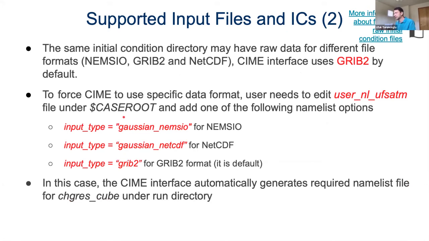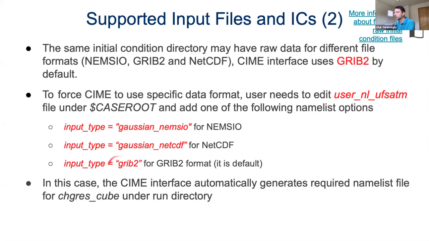So this is getting the raw input files. After this, you have to customize your configuration because GRIB2 is the default. For example, let's assume that you want to use NetCDF. After getting the NetCDF data from the public data server, you have to edit user_nl_ufs_atm, and put input_type equal gaussian_netcdf. After doing this, if you run preview namelist, all the namelists are created based on this information. So change the namelist change.